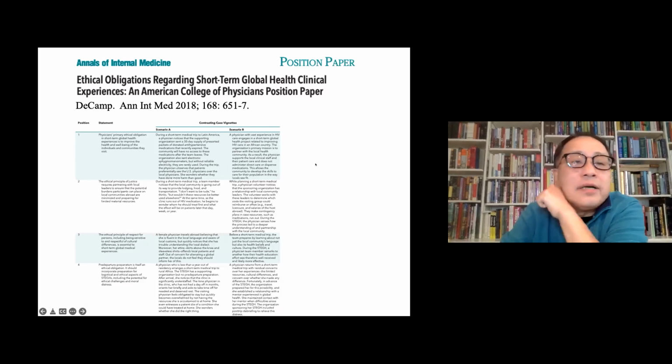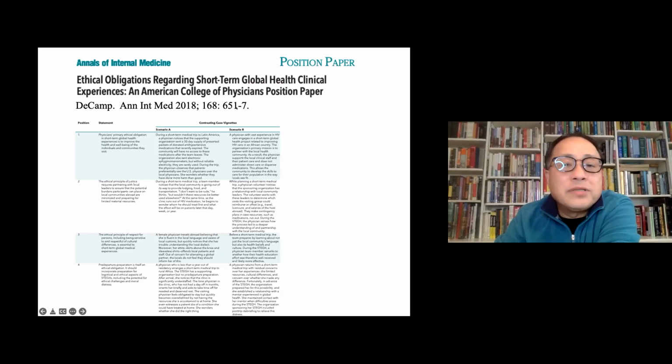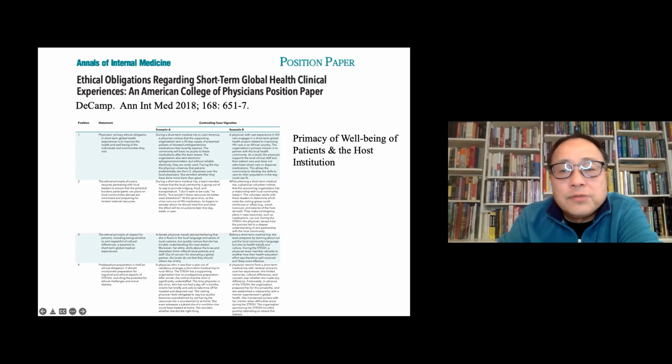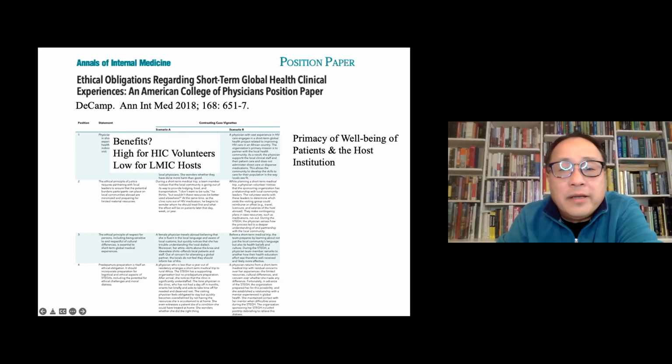I'll finish with this slide, which is that there are many papers that have looked at the ethics of short-term global health efforts. And here's a summary that is too small for you to read. So let me just summarize a few of the points as I close. They emphasize, for example, that there should be primacy of well-being of patients and the host institutions in these short-term collaborations. And the reason for that is because the benefit for the high income country volunteers is often obvious and it seems to be relatively high, but the actual benefit to low and middle income country hosts seems to be low. And it's often done at the expense of the low and middle income host countries.